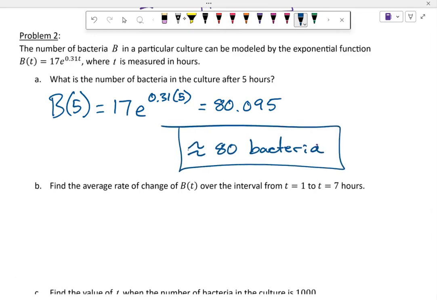All right, part B, we are going to find the average rate of change. Do you remember that, guys? What did we use to label that? AROC, right? So this is our AROC. What is the formula for AROC?